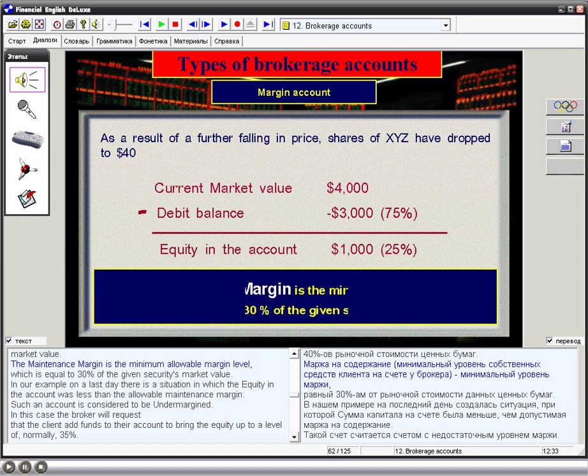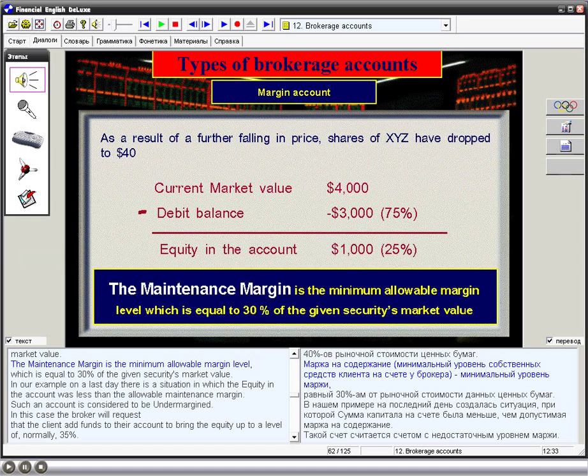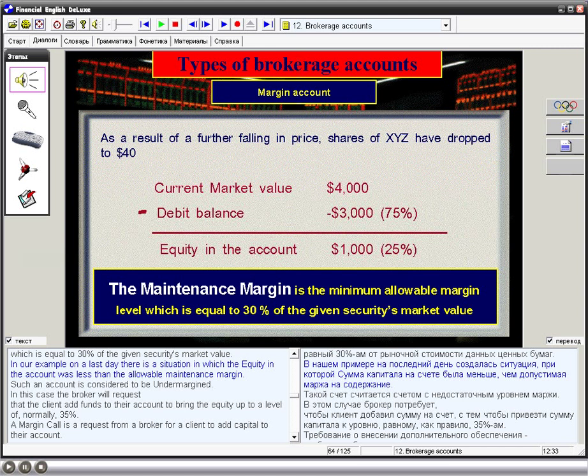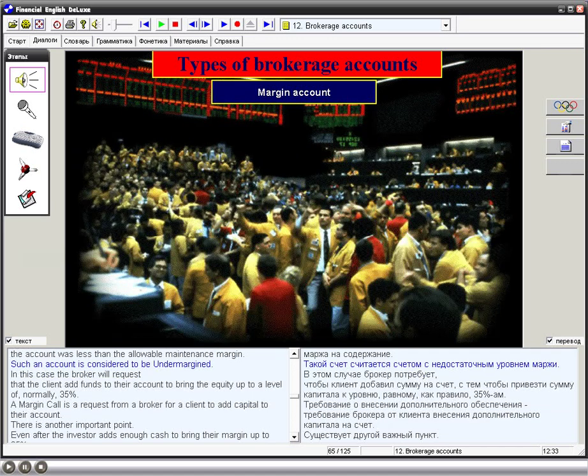Such an account is considered to be under-margined. In this case, the broker will request that the client add funds to their account to bring the equity up to a level of normally 35%. A margin call is a request from a broker for a client to add capital to their account.